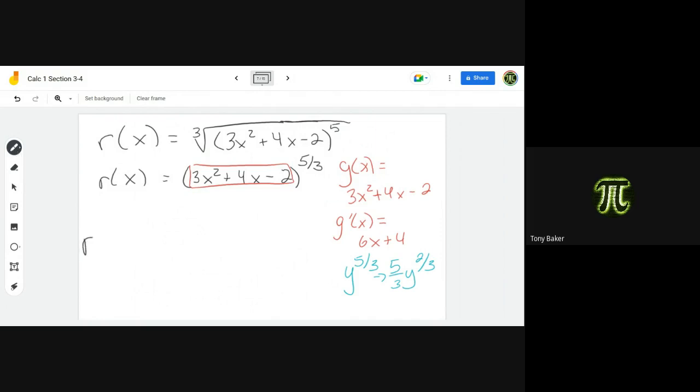All right, so r prime of x. We have 6x plus 4, we have 5/3, 3x squared plus 4x minus 2 to the 2/3.